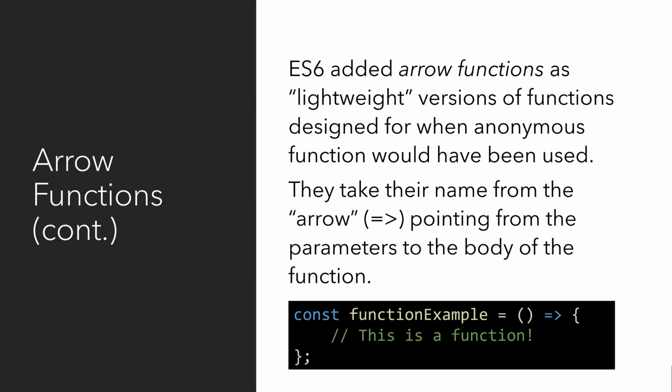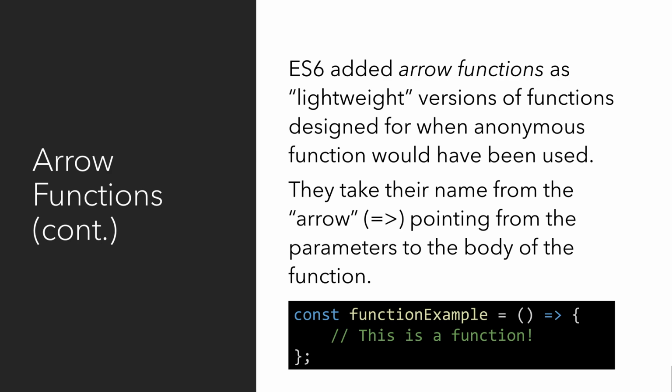ES6 JavaScript, post 2015, added something new called arrow functions. These are more lightweight versions of functions designed for when anonymous functions would have been used. They take their name from the arrow, the equal sign, greater than sign paired together, pointing from the parameters to the body of the function.